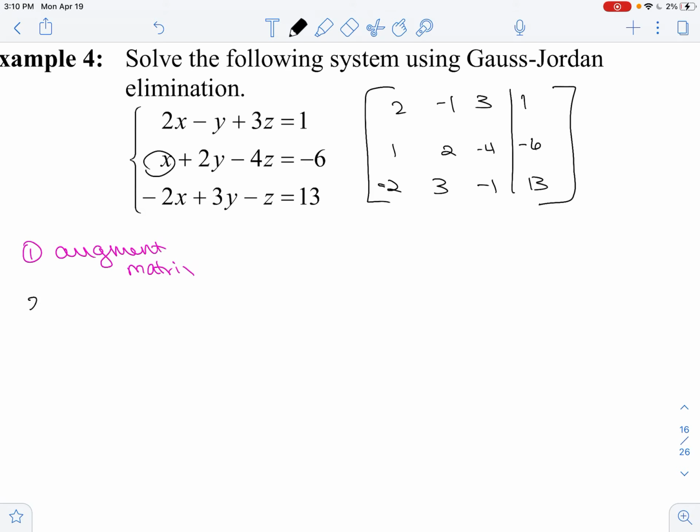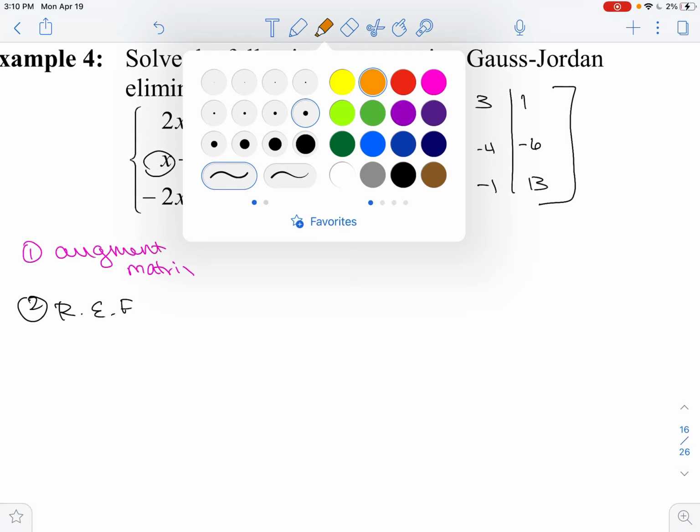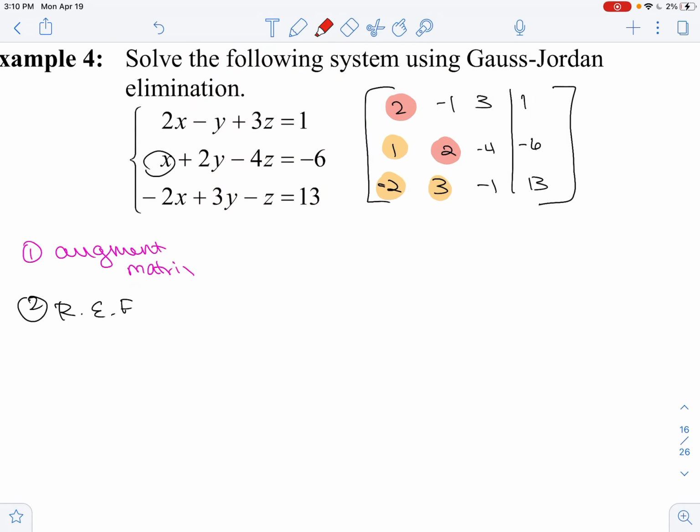So again, we want to put this first in row echelon form, which means I'm going to get these as zeros and these as ones, right? So let's do this one first. First, we're going to get this 2 as a 1.